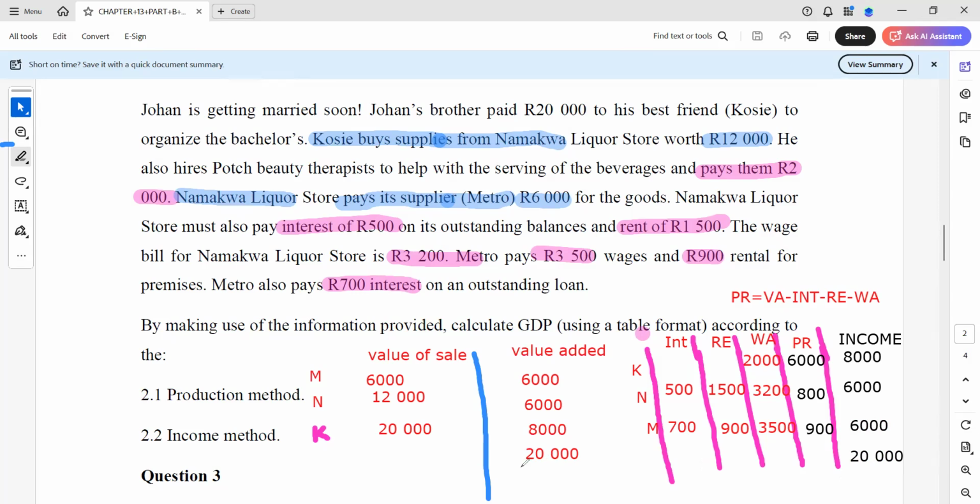So now you can see that using the production method and using the income method, we got the same amount. Therefore, we did a great job. Our answers might be correct, right? So guys, did you see how we did it, okay?